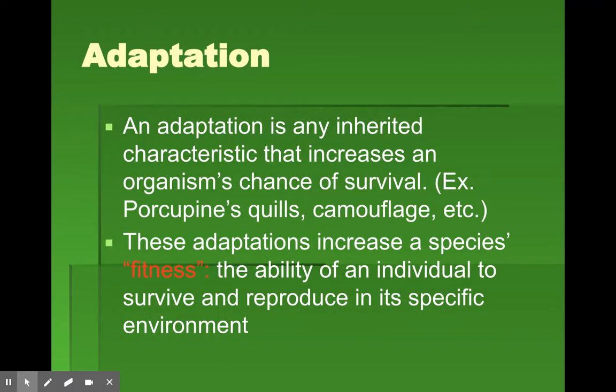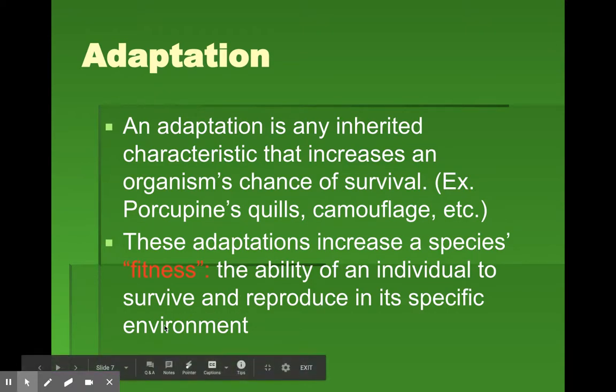We get to see what are called adaptations. This whole idea of evolution really dives into what adaptations are. An adaptation is any inherited characteristic that increases the organism's chance of survival. These adaptations help that animal live, help that animal eat, and help that animal from being eaten, and it increases what is called a species' fitness: the ability of an individual to survive and reproduce in its specific environment.